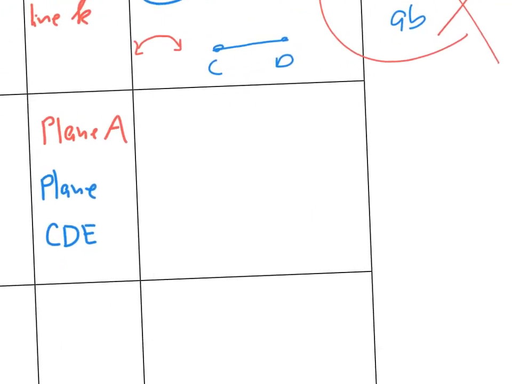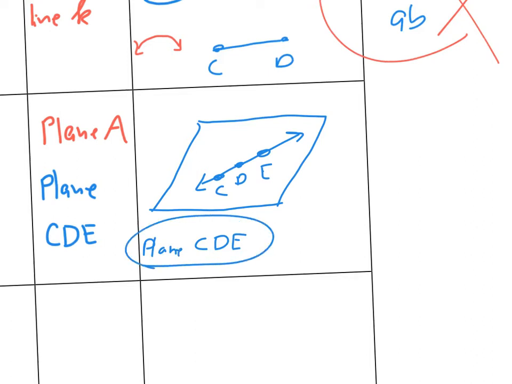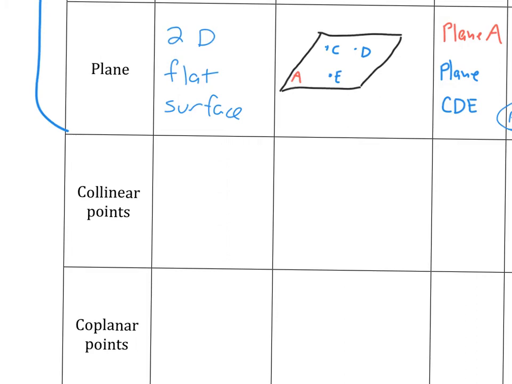Here would be a non-example. You could draw the plane, and then when I have on it a line, I would not name it like this, CDE. Why not? Because plane CDE here does not describe one specific plane, because it describes an infinite number of planes. It's really hard.